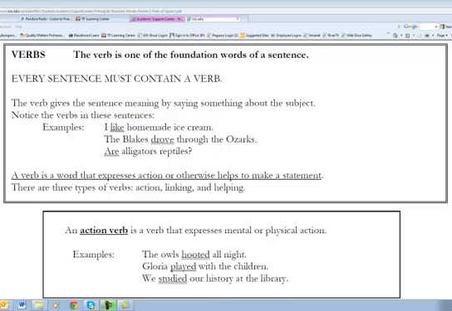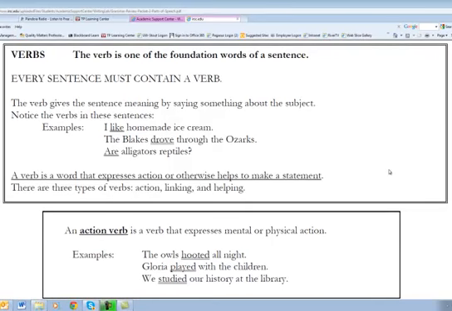So the verb gives the sentence meaning by saying something about the subject, or it can link, and we want to make sure we can distinguish between action, linking, and helping verbs. Notice the verbs in these sentences. I like homemade ice cream. The Blakes drove through the Ozarks. Are alligators reptiles? So a verb is a word that expresses action or otherwise helps to make a statement.